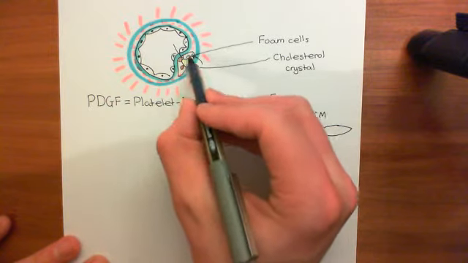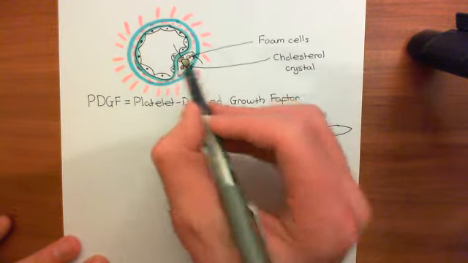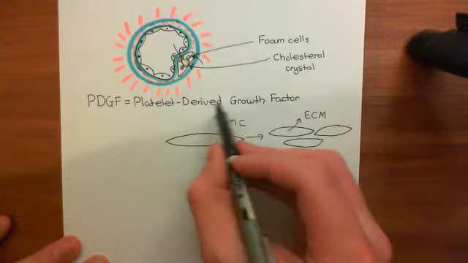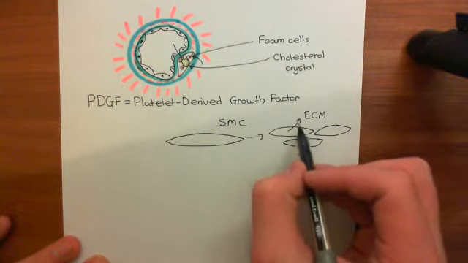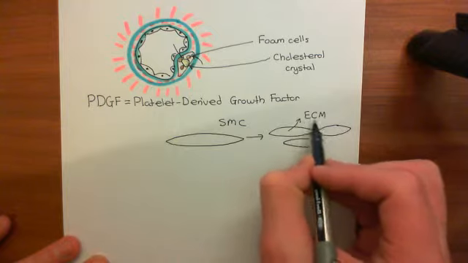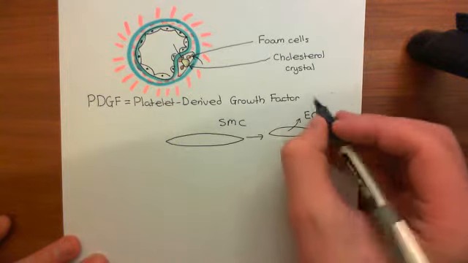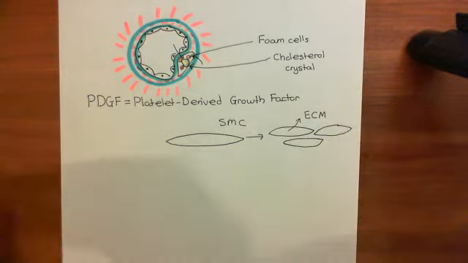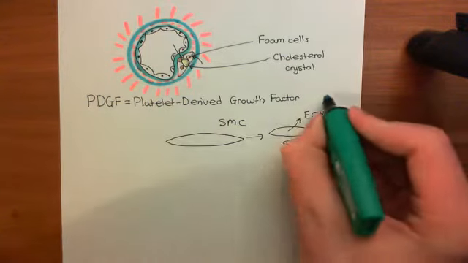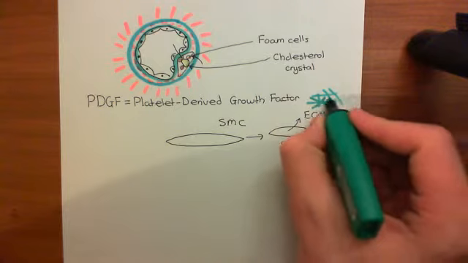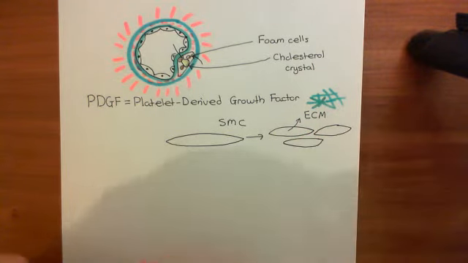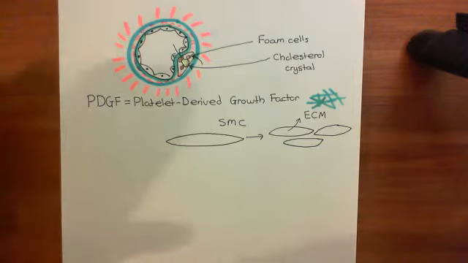And then they've come into the atherosclerotic plaque here, and they've started to proliferate in response to the platelet-derived growth factor, and they've also started to take on a secretory role where they're producing extracellular matrix. Now, what does extracellular matrix consist of? Well, it's loads and loads of fibers, some protein, some carbohydrate in nature. And basically, it's the meshwork that holds all cells together.